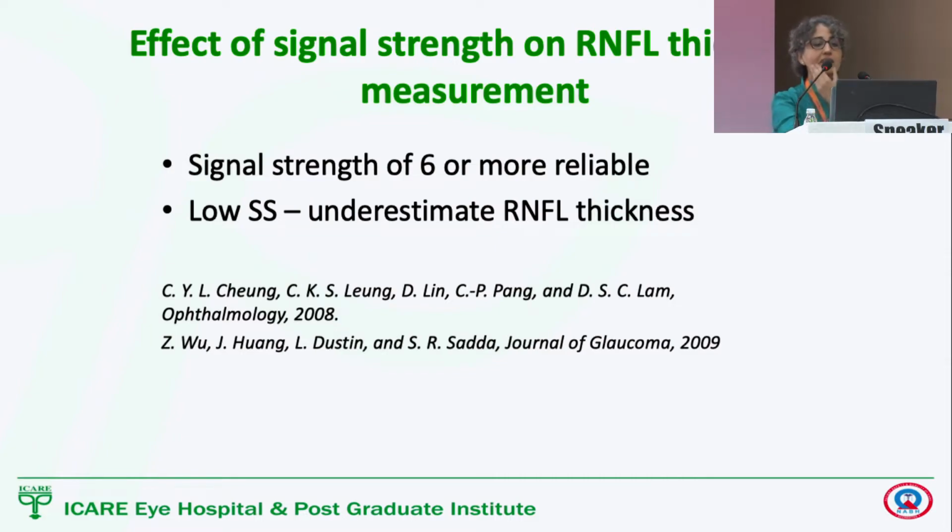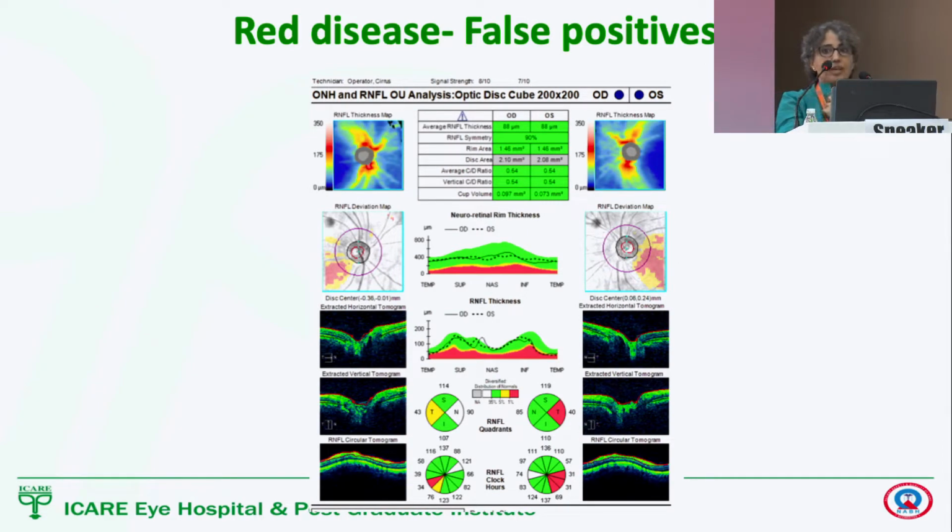So effect of signal strength on RNFL thickness, we understand that when you have low signal strength, you're going to underestimate the RNFL thickness and hence have a chance of flagging false positive. So it's ideal to get at least signal strength of 6 and more. So everything that you see red is not always glaucoma. I think I've been emphasizing on that.